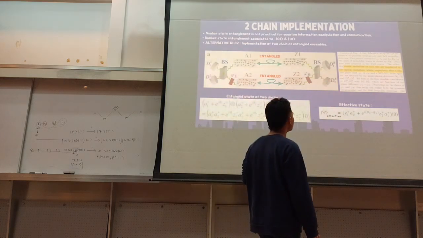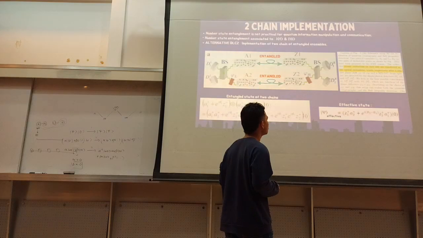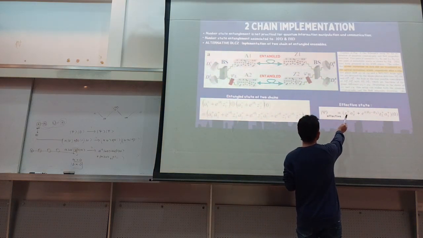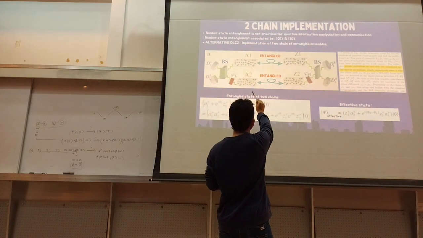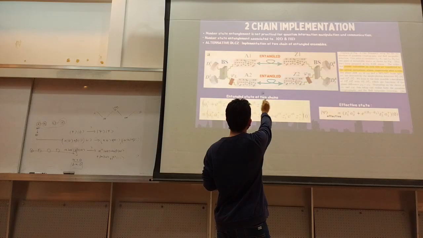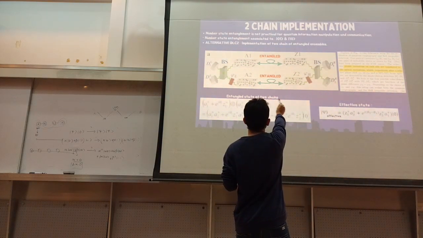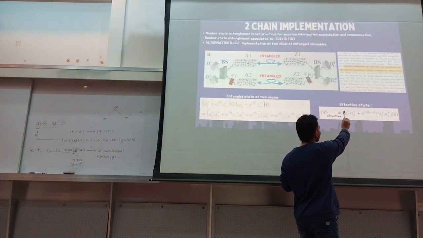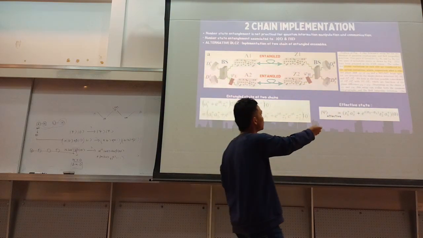So actually, my interpretation of this equation is basically you create excitation at Z1 and A2, and then you create the excitation state at Z2 and A1. Then you sum them up to create the effective states. So this is just my interpretation. So you can read over there.